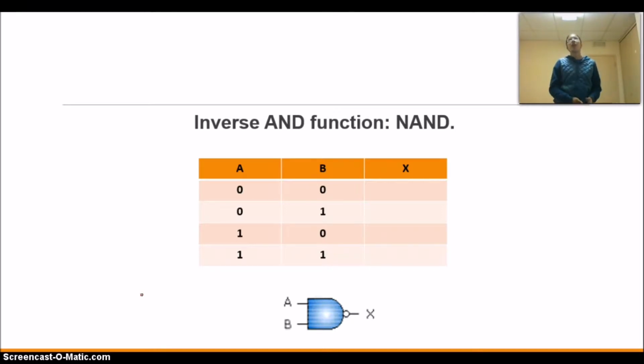Every logic gate is going to have its inverse. In this case, the inverse of AND is going to be NAND. Here we have its truth table, and the opposite is going to occur in the operations.